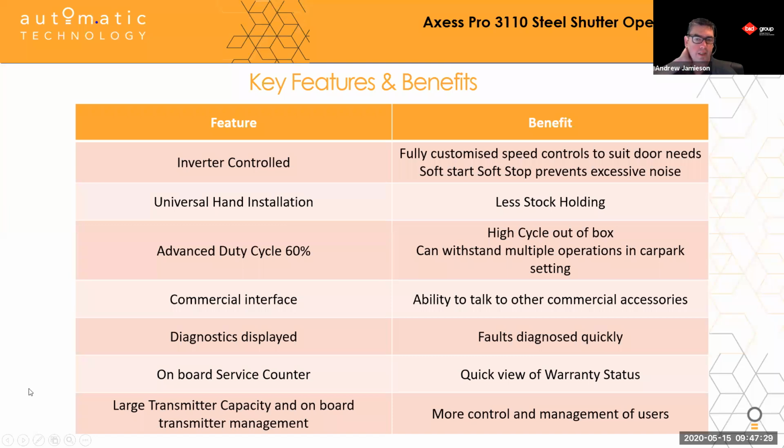Features and benefits, once again, can't underdo it. Inverter control, universal handed operation, 60% duty cycle, and all those huge benefits that I've talked about through the Logic console, the introduction of the Logic console.